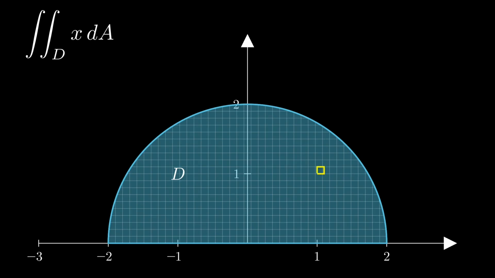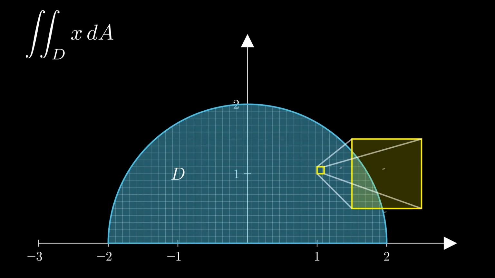dA is the area of this infinitesimally small piece of the region. Likewise, the infinitesimally small length and width of this piece are dx and dy. Using simple geometry, we get dA equals dx dy. And there we have it.